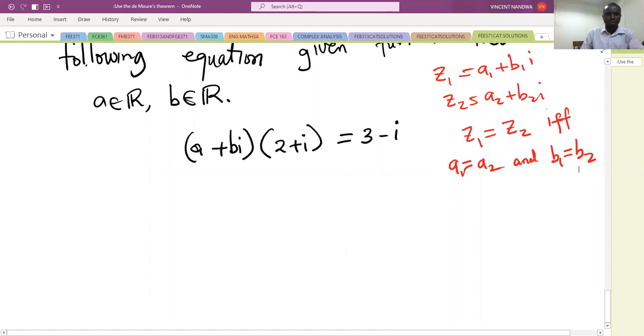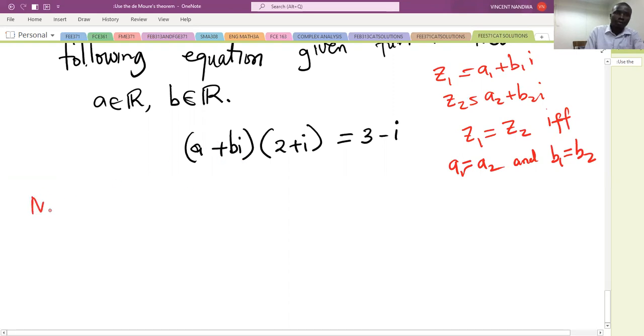So we are going to have two different ways of solving this. The first way is to expand the left-hand side and get the real part, equate it to 3, get the imaginary part, equate it to -1, and then solve the equations. The second method is to divide through by 2 plus I, and then get the real and imaginary parts on the right-hand side, and equate them to the corresponding real and imaginary parts on the left-hand side.